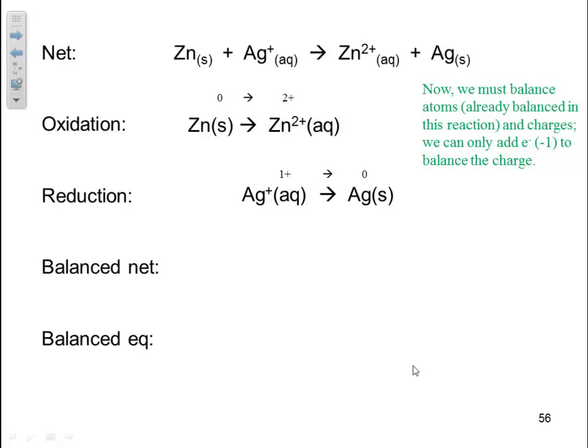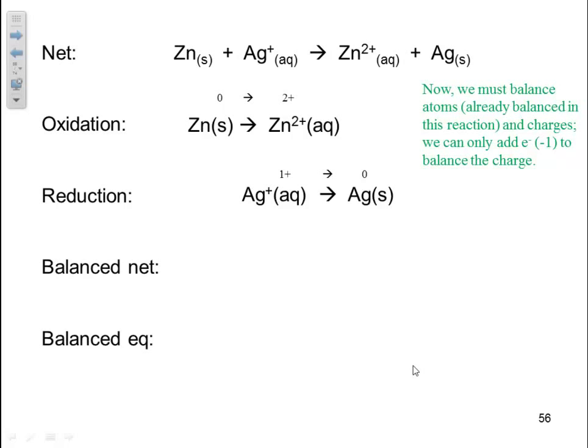Zinc solid, I have a 0 on the reactant side, and zinc 2+, I have a 2+ on the product side. The only way I can fix this is by adding electrons, which are -1s. So which side am I going to add my -1s to get this to balance? Well, it's going to be on the product side, which makes sense since this is an oxidation. So I'll be adding 2 electrons, and then I end up with 0 charge on both sides.